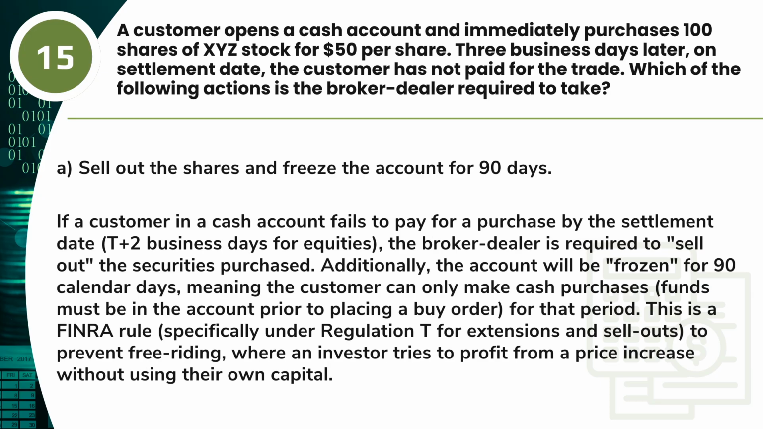Answer: A. Sell out the shares and freeze the account for 90 days. If a customer in a cash account fails to pay for a purchase by the settlement date, T+2 business days for equities, the broker-dealer is required to sell out the securities purchased. Additionally, the account will be frozen for 90 calendar days, meaning the customer can only make cash purchases. Funds must be in the account prior to placing a buy order.